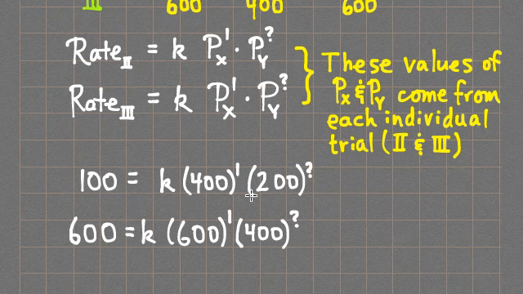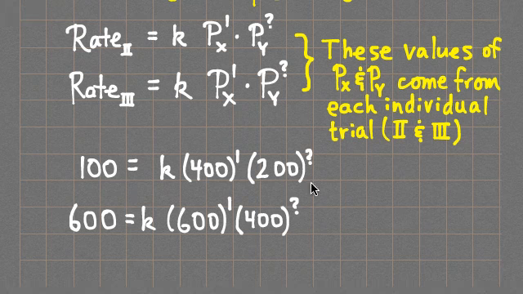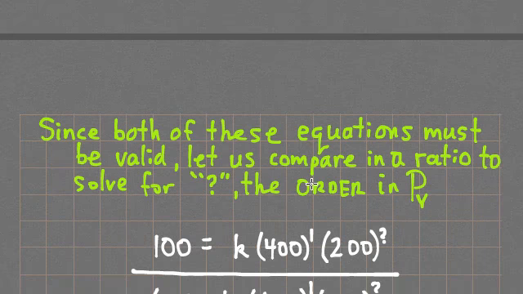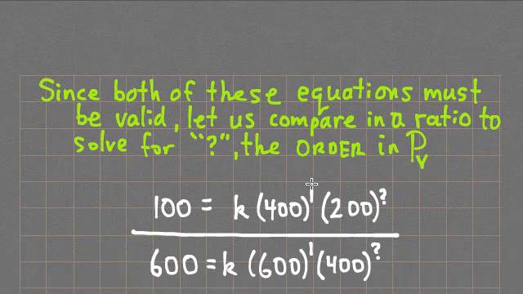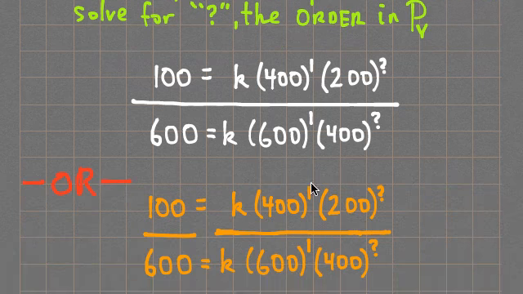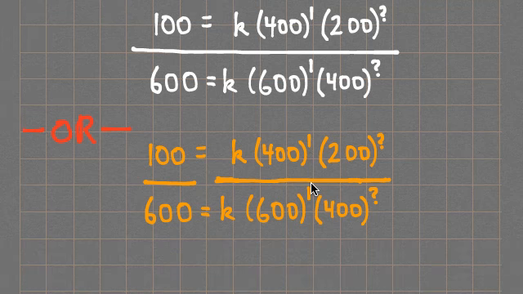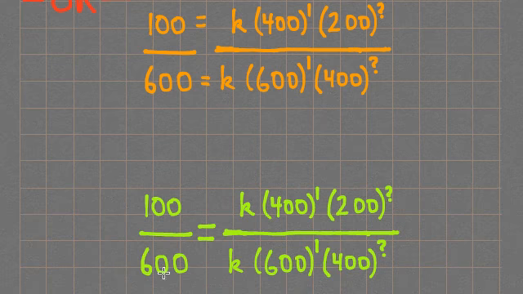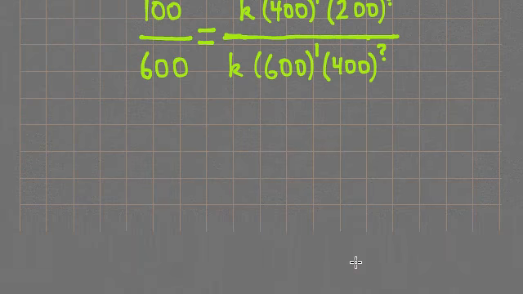And I have two equations and one unknown. It should be pretty simple to solve for. Since both of these equations must be valid, I could equate them like this in a ratio, or I can pull them apart a little bit. Mathematically, this is still kosher, but I don't know what this question mark is. But let me simplify a little bit. 100 over 600, 400 over 600, this is both to the first power. The k's cancel, k over k cancels. But this question mark and this question mark could be brought together.